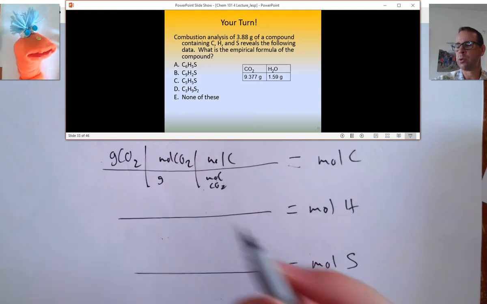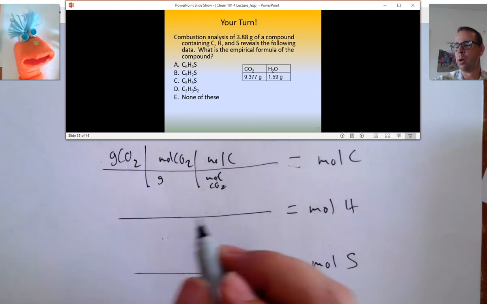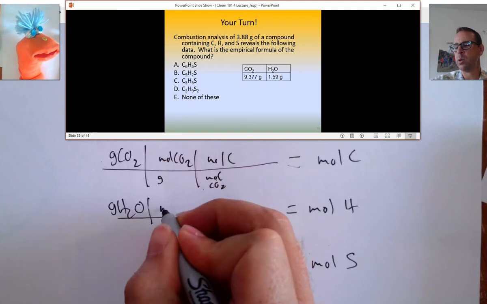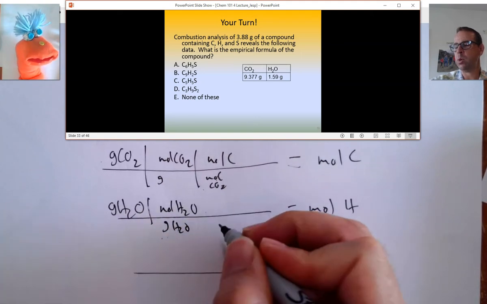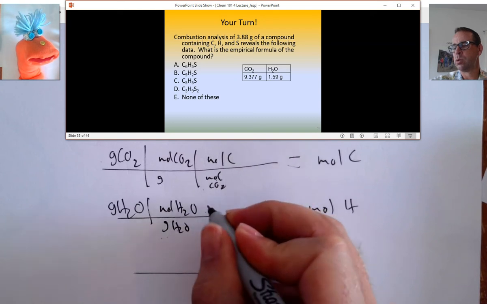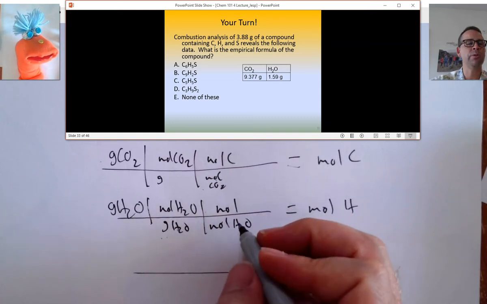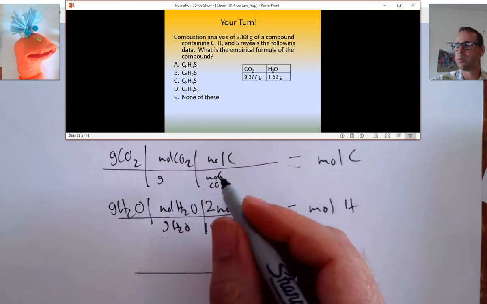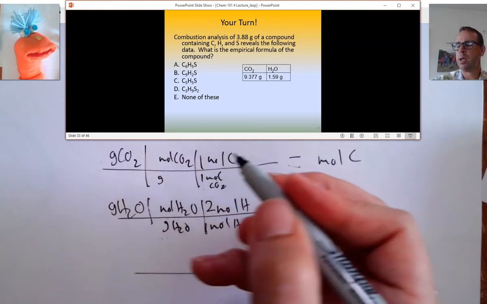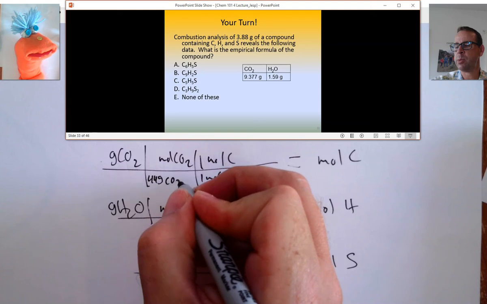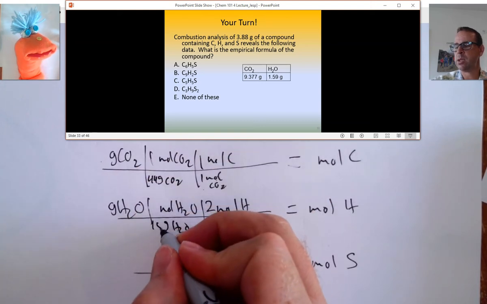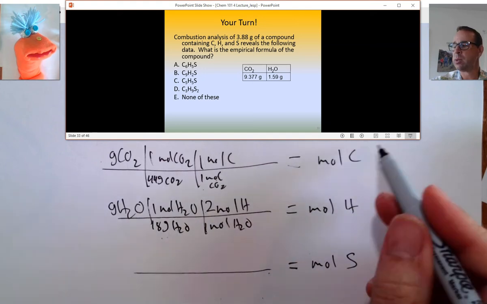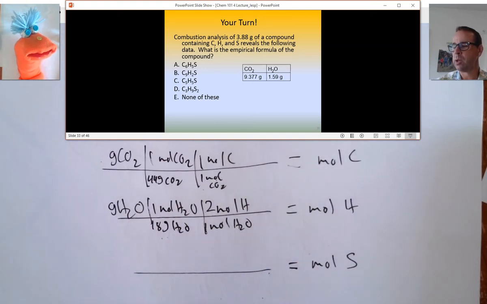Okay. Where do I get the moles of hydrogen? Grams of water. That's right. So I go grams of water to moles of water, and then moles of water to moles of hydrogen. How many moles of hydrogen are there per mole of water? That's 2 to 1. That's right. And this ratio up here? 1 to 1. Right? And then this is our 44 grams of carbon dioxide for every mole. This is 18 grams for every mole. Very good. So then I'm going to get moles of carbon and moles of hydrogen.